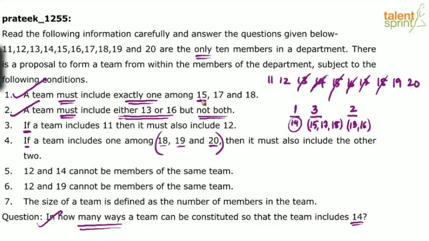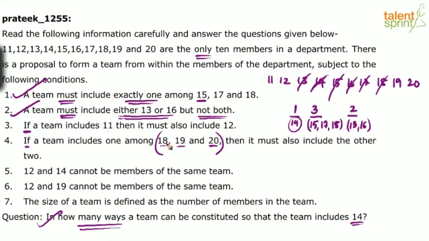Now if we choose 15, then 17 and 18 will not be chosen. And if 18 is not chosen, then no need to worry about 19 and 20, because if a team includes one among 18, 19, 20, then it must also include the other two. So if 15 is chosen, then definitely we will not choose 18, so 19 and 20 will also not be chosen. Why? Because if you choose 19, then 18 and 20 should also be chosen. But the question says either 15 or 17 or 18.